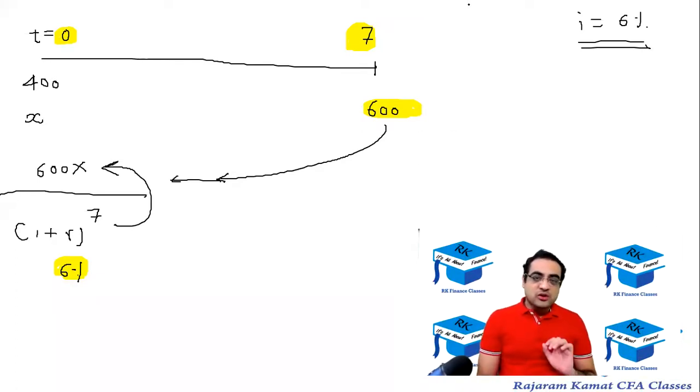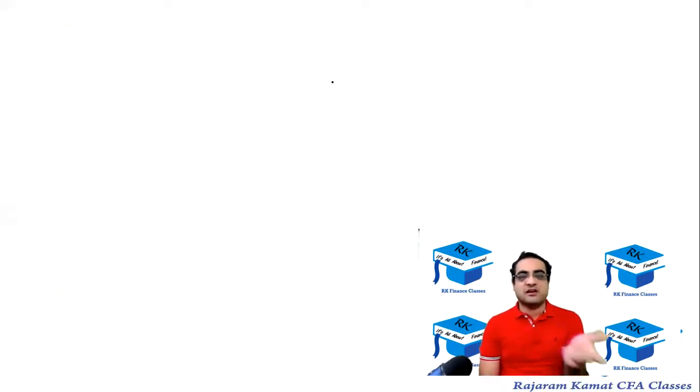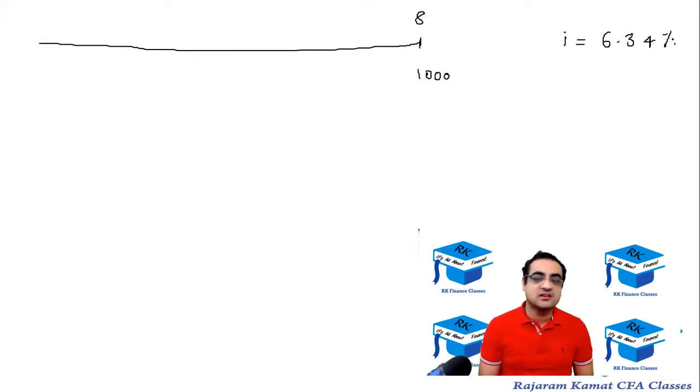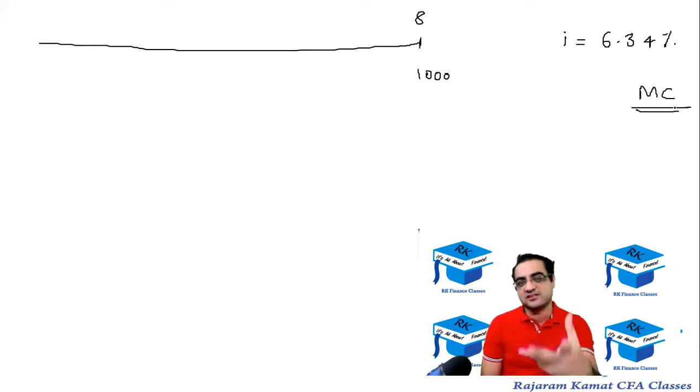Okay, so one more question for practice, and here I'll make a bit of a change. I want to accumulate 1,000 rupees at the end of 8th year. The bank is offering a rate of 6.34%, but the bank is going to give us monthly compounding. That's an additional thing.